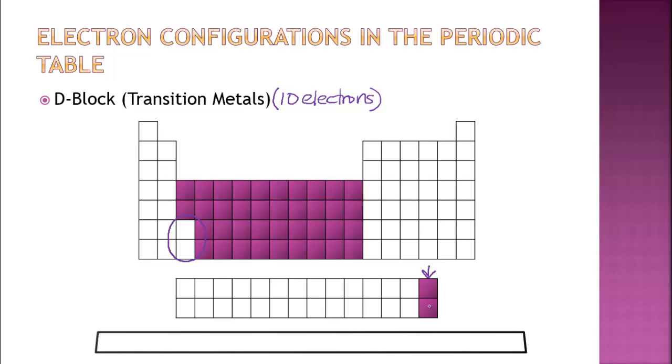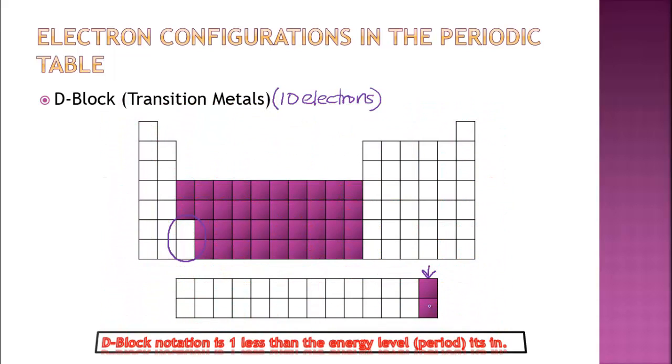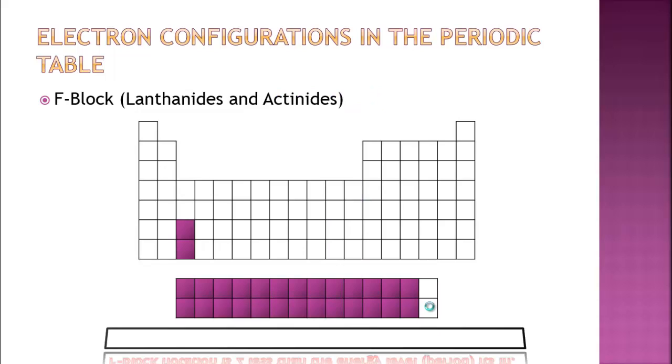D block. Now, if you remember your energy pyramid, you'll remember that we do 4S and then we go to 3D before we hit 4P. So we need to remember that when we are looking at the D block using the periodic table, the D block is 1 less than the energy level or the period we are in. So we will get to that when we start looking at practice. You'll see how that 1 less is going to play in. So somewhere you've got to remind yourself, when I hit this block, I'm going to be 1 less than the period that I am in. And then we have the F block.